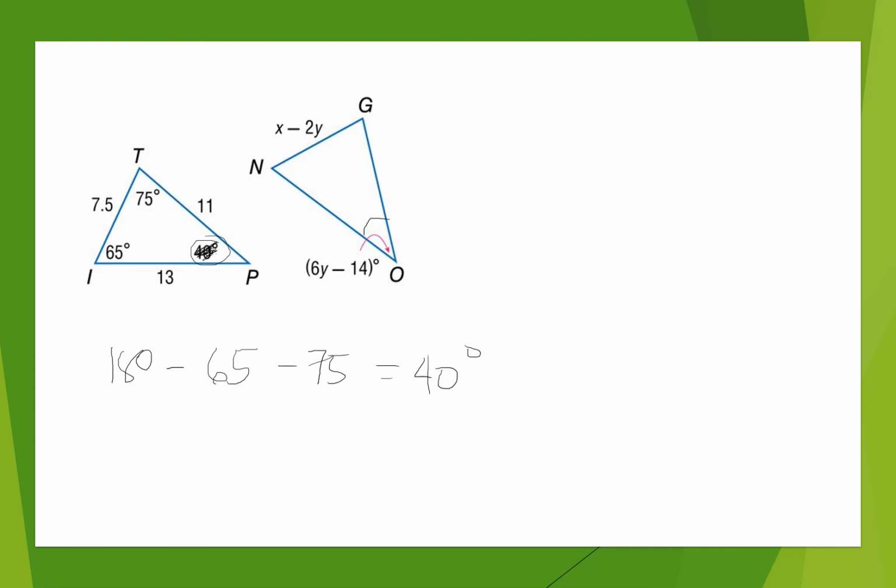para lang makuha nyo yung pangatlong measure which is 40. So, pag nakuha nyo na yung angle P which is 40 degrees, automatic na yan ang angle O mo ay 40 degrees din. So, ganun lang siya. Pag kulang ka ng isang angle, always remember the total measure of the three angles in a triangle is always 180 degrees.